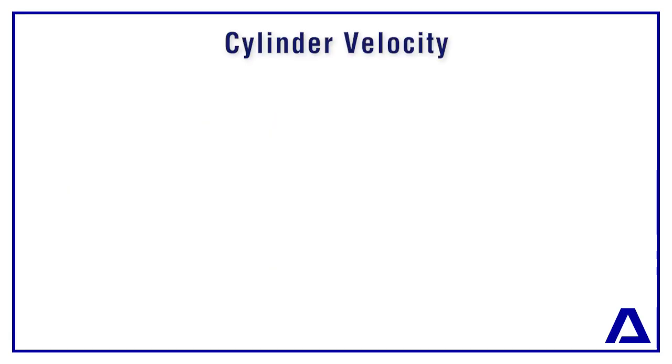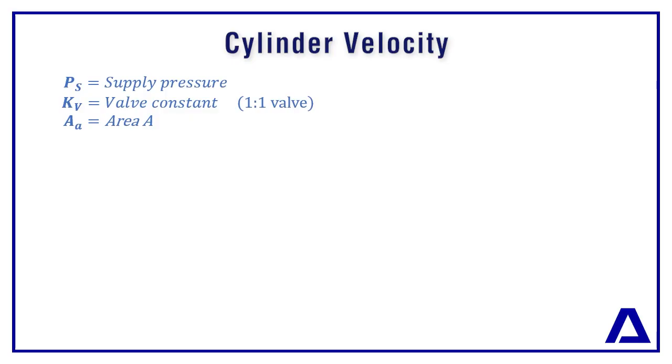These formulas use the following symbols: PS for supply pressure, kV for the valve constant, which is a number that defines how much flow will occur at a given pressure differential. We are focusing on a one-to-one valve which has equal flow in each direction. AA is the area of the A side of the piston, and R is the ratio of the area of the A side of the piston to the area of the B side of the piston.